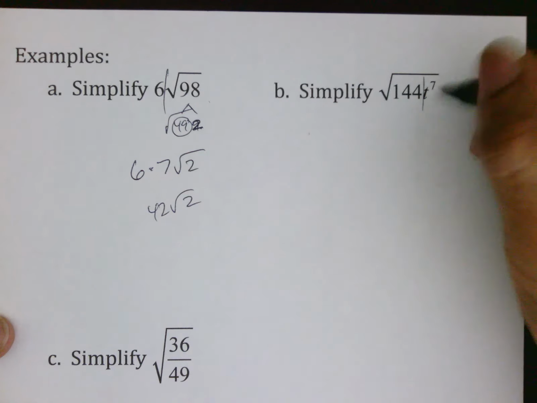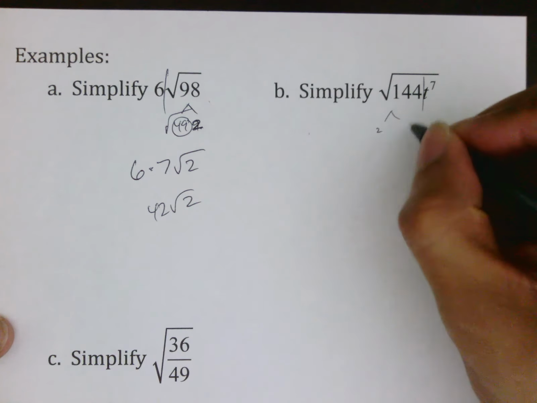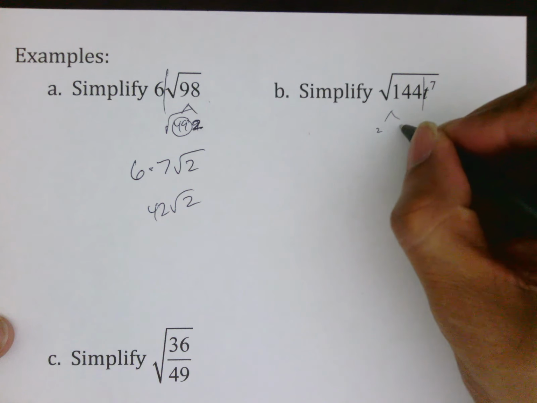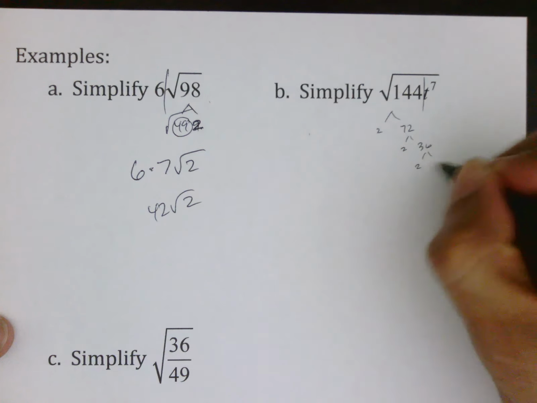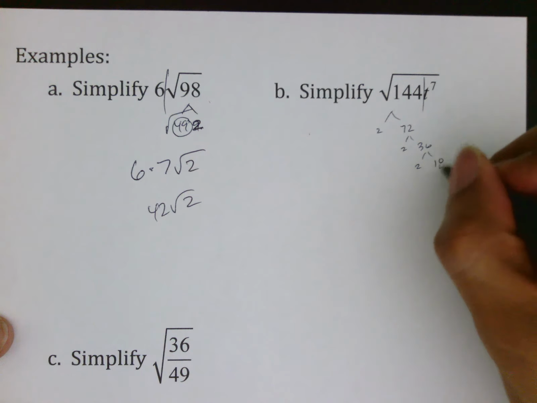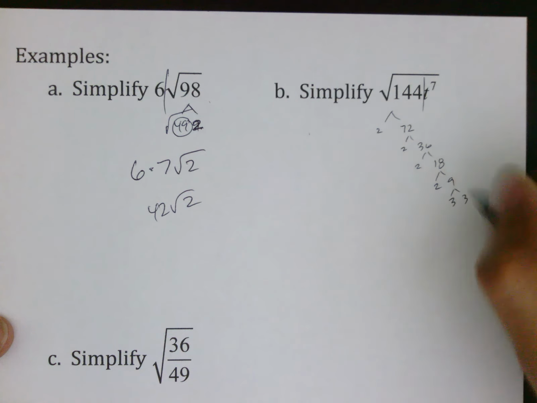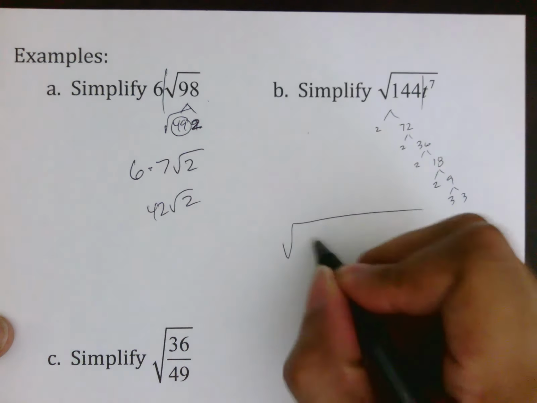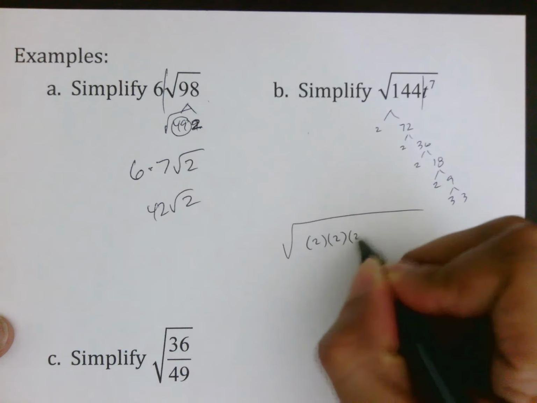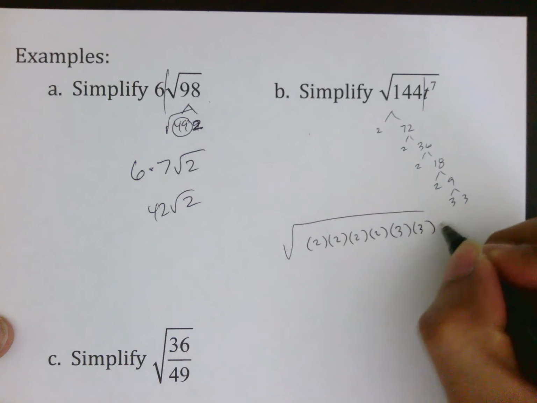Again, what you want to do is separate it into parts. 144 is 2 times 72, which is 2 times 36, which is 2 times 18, which is 2 times 9, which is 3 times 3. Those are all your prime factors. So what you end up with is 1, 2, 3, 4 2's, 2 3's, and then t to the 7th.